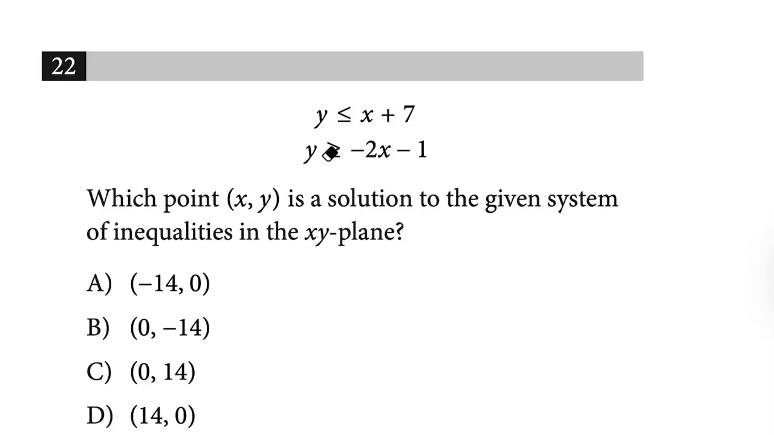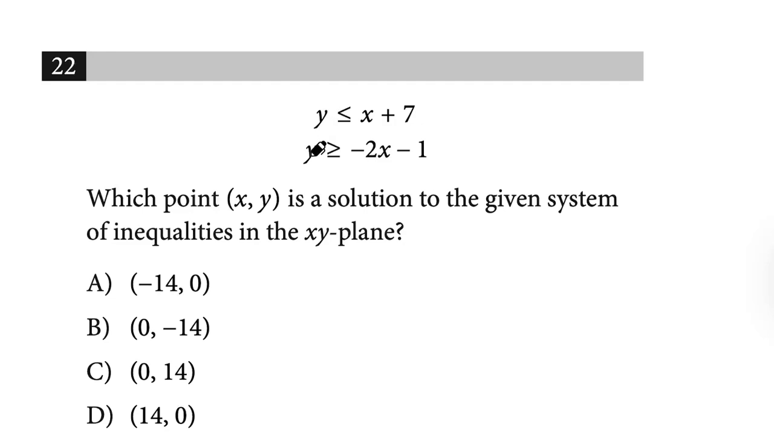Question number 22. y is less than or equal to x plus 7 and y is greater than or equal to negative 2x minus 1. Now whenever one sign is less than or equal to and the other sign is greater than or equal to, you can convert them into a compound inequality first.